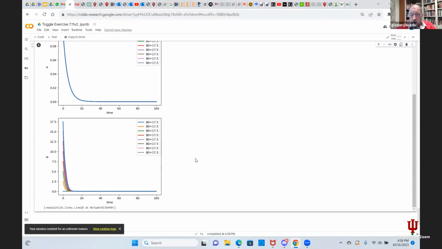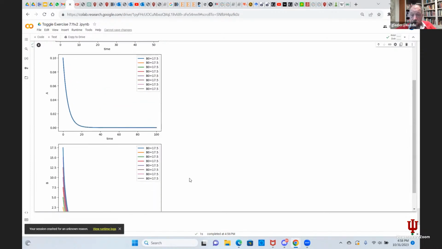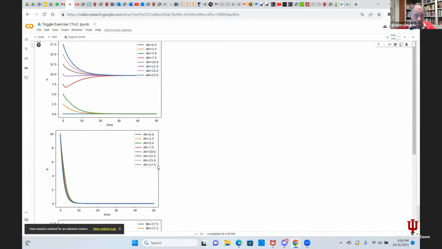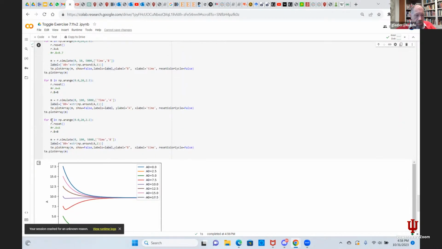Let's look at how the fourth plot is generated. Okay, fourth plot: you change B in steps of 2.5. You set the initial value for B, you run the simulate, you get the value of B. It should be B. But that's just a label issue that we're running into. It shouldn't really matter.